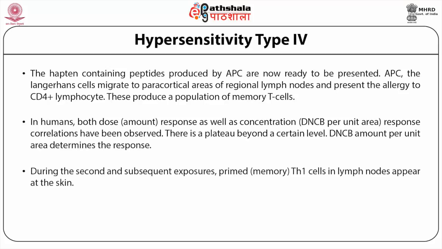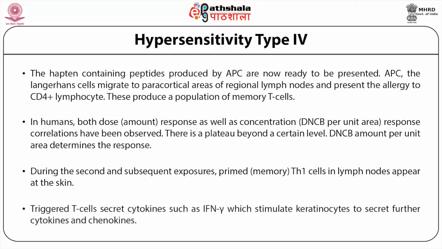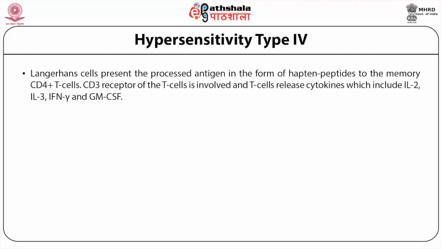During the second and subsequent exposures, primed, that is the memory Th1 cells in lymph nodes appear at the skin. Triggered T cells secrete cytokines such as interferon gamma, which stimulate keratinocytes to secrete further cytokines and chemokines. Langerhans cells present the processed antigen in the form of hapten peptides to the memory CD4 positive T cells.